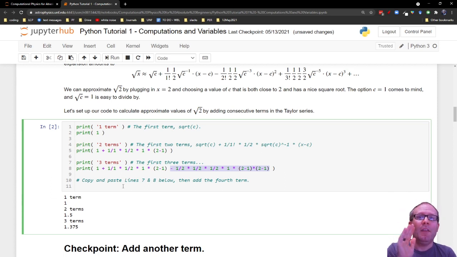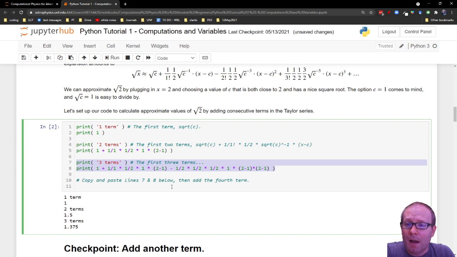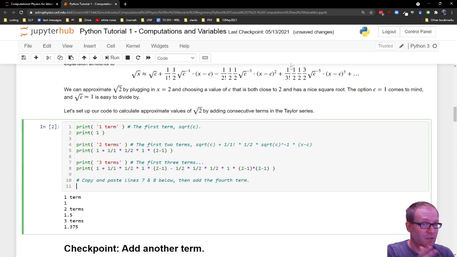Speaking of the next one, that is your goal in this step, is to copy and paste these 2 lines. Lines 7 and 8, paste them here at line 11, and then add on the next term, right? So I've done the first 3 terms, the 0th order term, first order, second order. I'm asking you to add the 3rd order term. So you can just copy all this down.